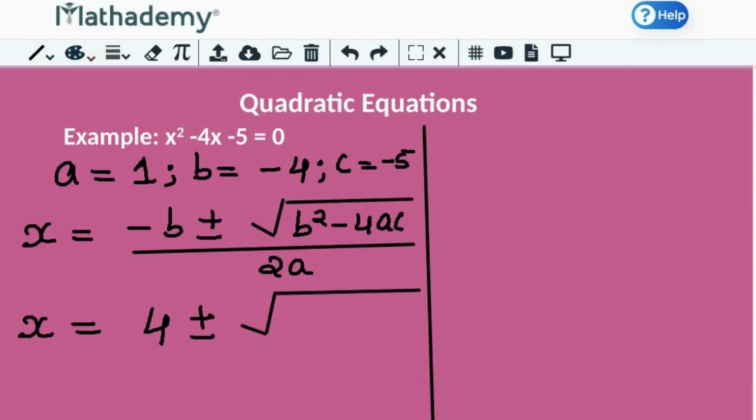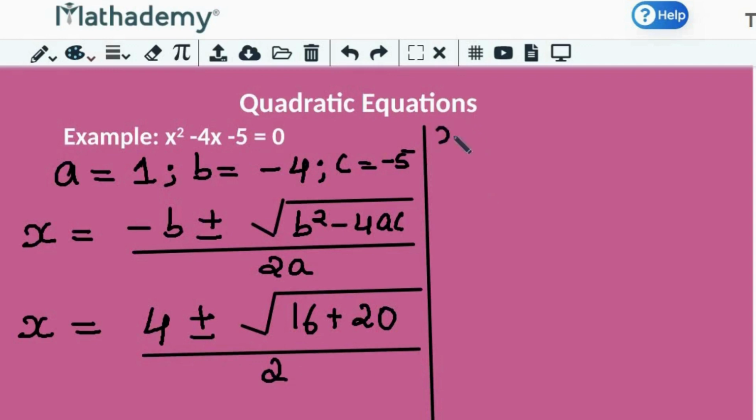So again, it becomes 16 because b square, which is minus 4 squared, becomes 16, minus 4 into a into c. So it will be 4 into a, which is 1, into c, which is minus 5. So 5 4s are 20, minus 20. So this minus and this minus becomes plus, so it will be plus 20. This whole thing will be divided by 2 into a, which is 2 into 1, which is 2. Let's simplify this. So this becomes plus 4 plus minus under root of 36 whole divided by 2.